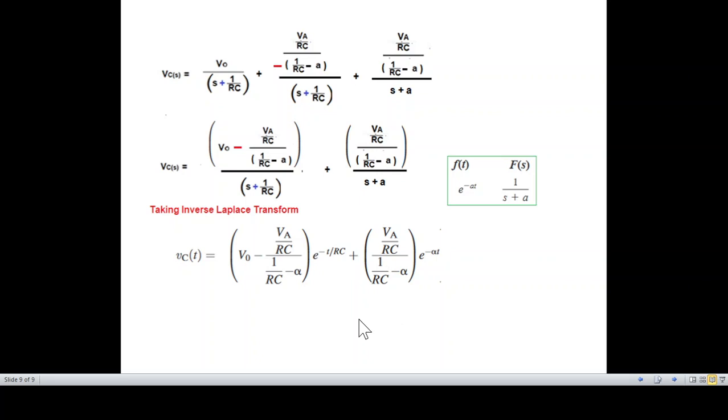So this is the answer, but since we are taking the single-sided Laplace transform, we will make sure that it is from the right-hand side of zero. That is why we multiply with u(t). So this is the final answer, which is given in the book.